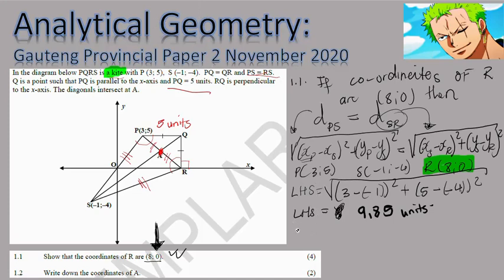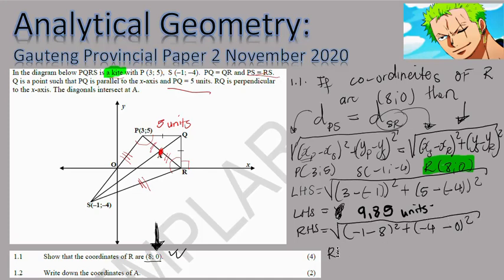With the right hand side, I have to substitute in this formula here. So I'm going to say x at S. What is x at S? That is -1. X at S is -1 minus x at R. What is x at R? X at R is 8. I square that plus y at S. Y at S is -4 minus y at R. Y at R is 0. Square that, and all this is under a square root.